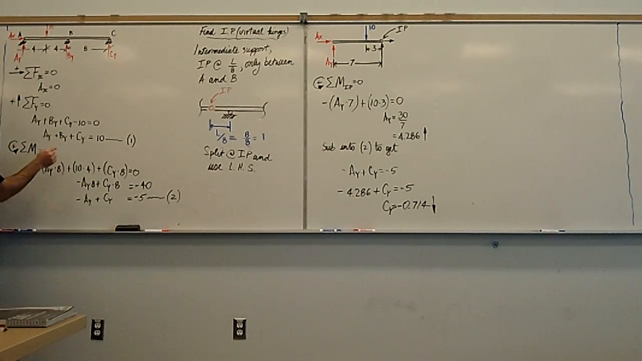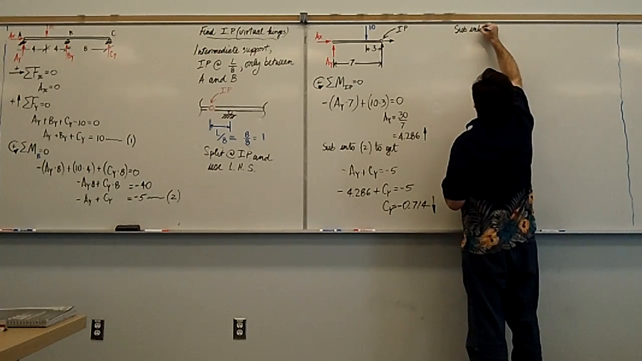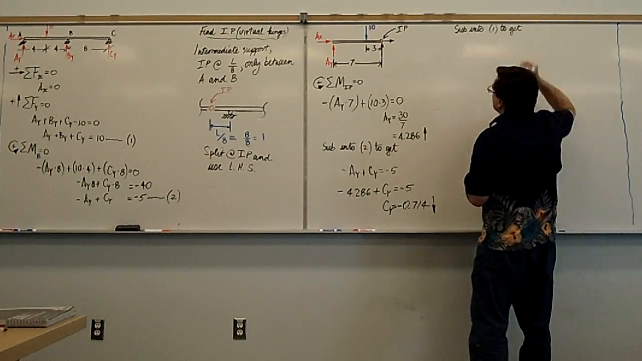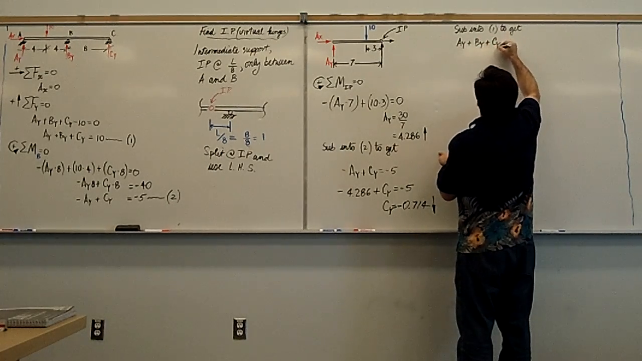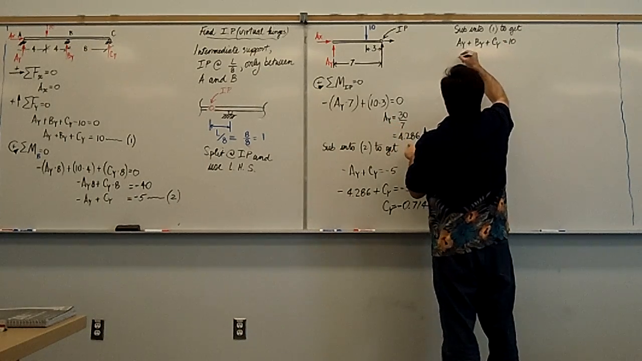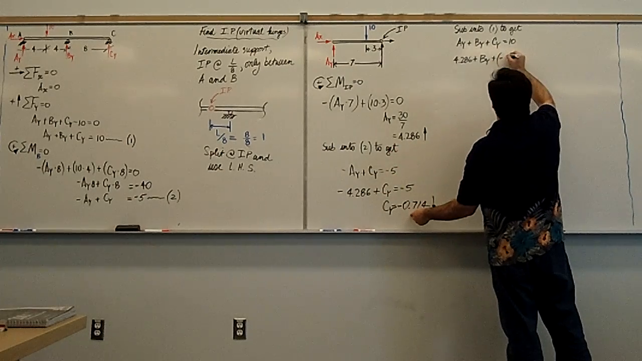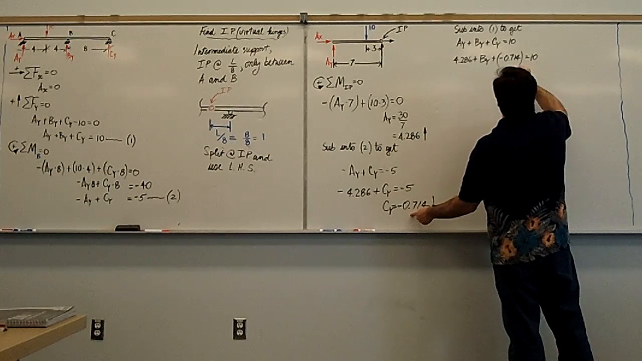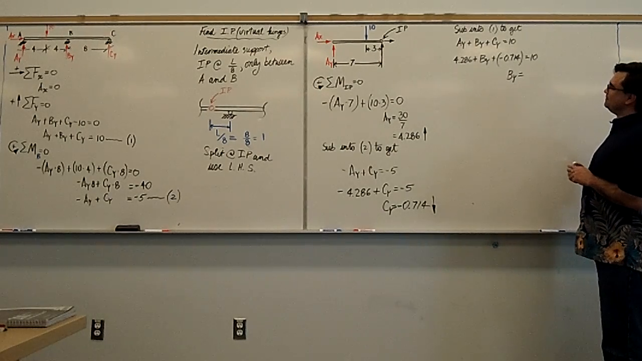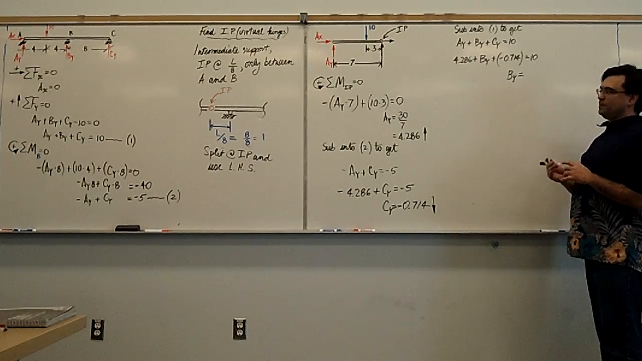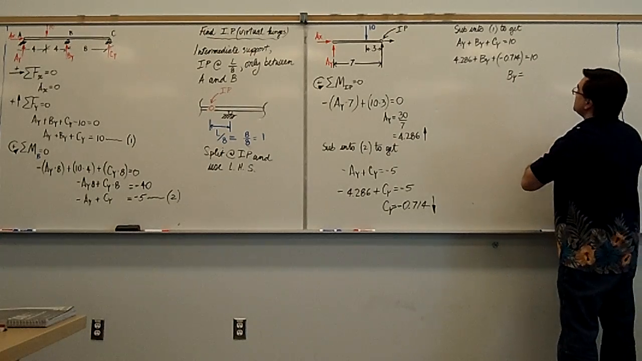Now that we have a value for Cy and Ay, we can go inside here and solve for that. Sub into 1 to get Ay plus By plus Cy equals 10. Ay is 4.286, plus By is unknown, plus Cy is that. What is the value of By? Was it going to be 13 and change? Oh no, it's way less than that. So this comes on this side, it's negative 6. 6 and change? 6.428.